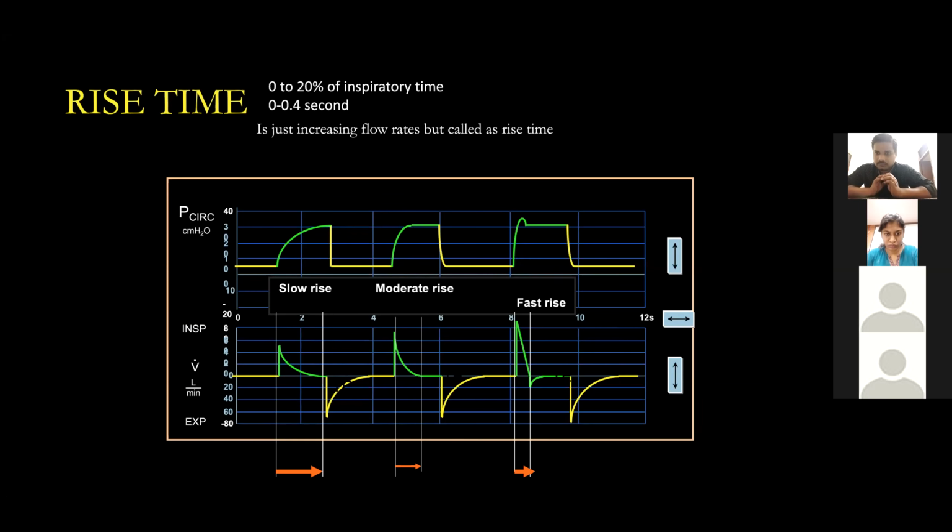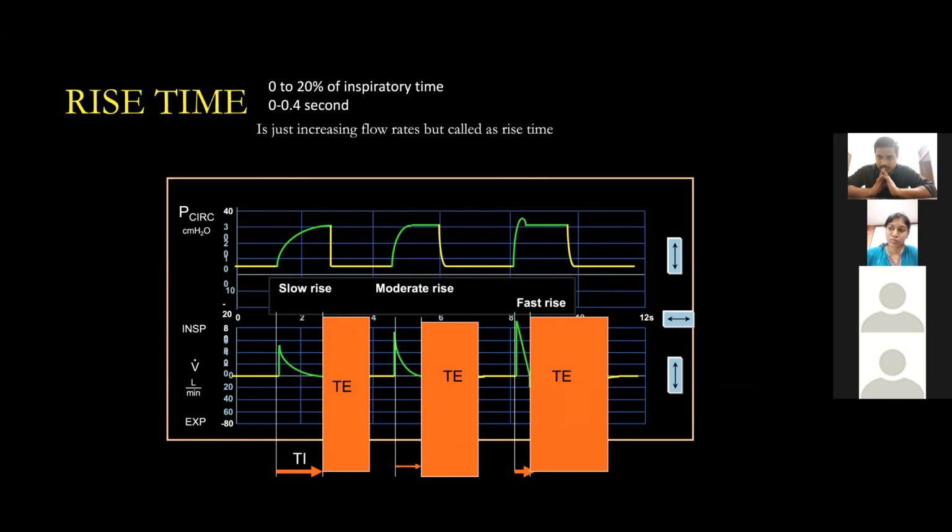But for your mind, if you say that if I increase the rise time, the flow occurs faster and inspiratory gets shortened. You look at the inspiratory and expiratory times here. See, inspiration is done so fast and you give more time for expiration. Understood? There are only two settings. One is rise time, one is expiratory trigger sensitivity.